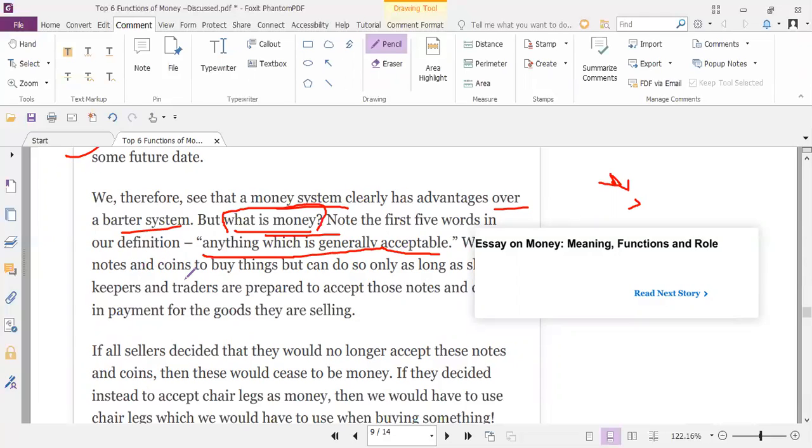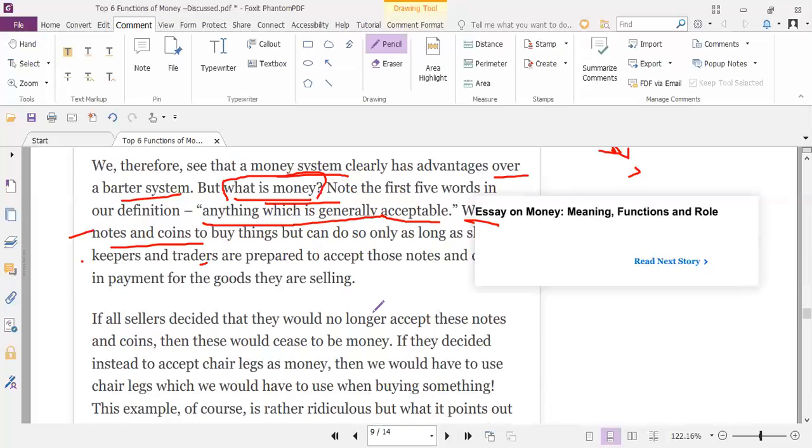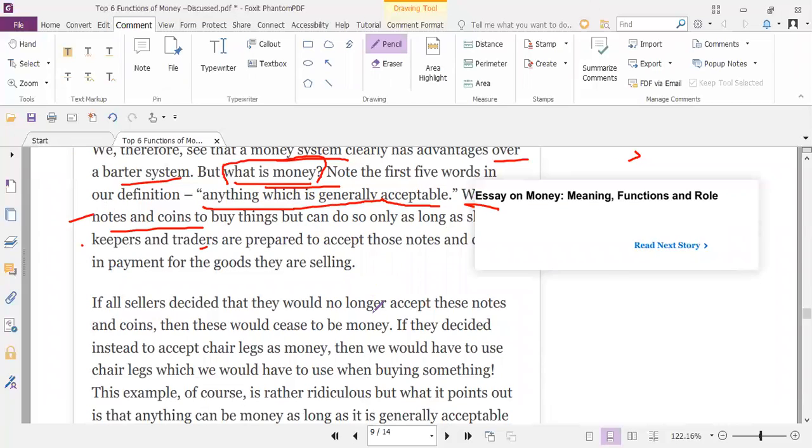We note that we can use the notes and coins to buy things, but we can do so only as long as shopkeepers and traders are prepared to accept those notes and coins in payment for the goods they are selling. They are bound to accept them under the system we are following right now. So the definition for money: anything which is generally acceptable.